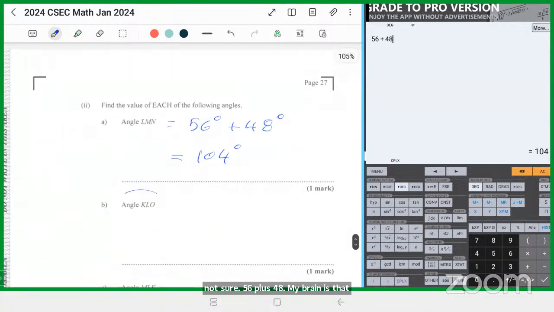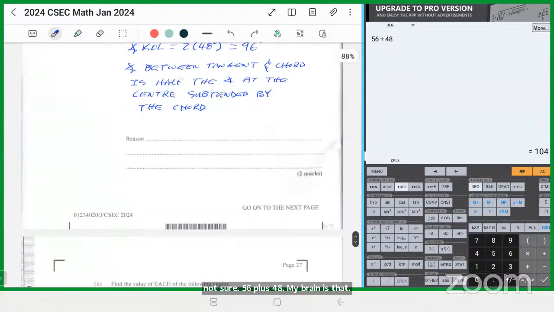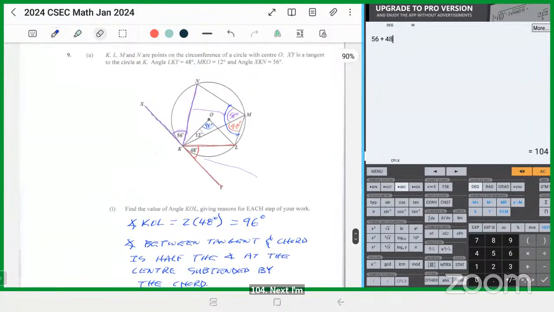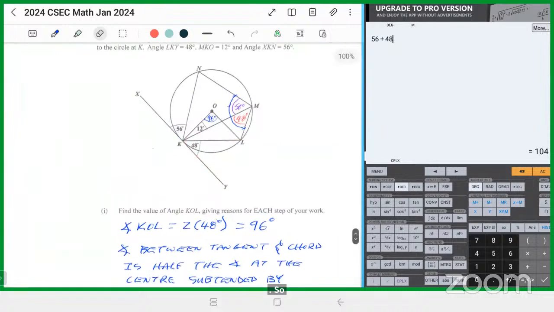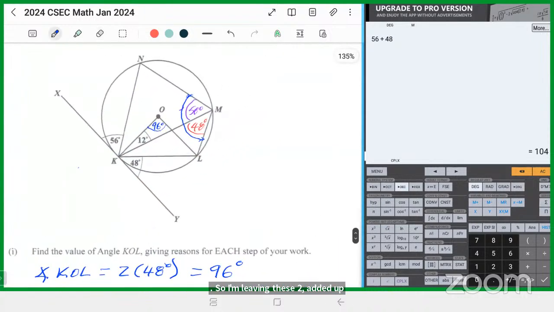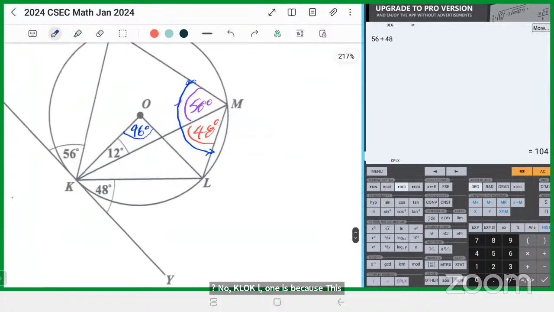The next angle I want is angle KLO. Let's see where that is. KLO. Let me erase these. I'm leaving these 2 added up together to get that 56. KLO, where is that now? Well, that one is easy because it is inside this triangle. See? KLO, this angle. This is isosceles. Once you know one angle in an isosceles triangle, you are blessed.